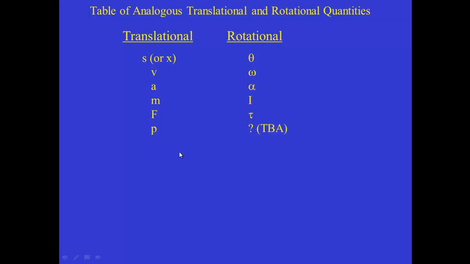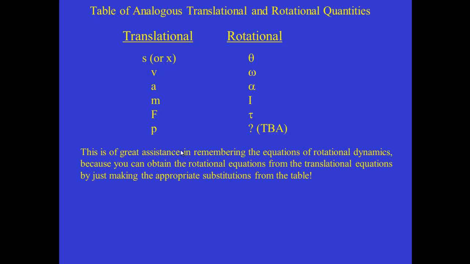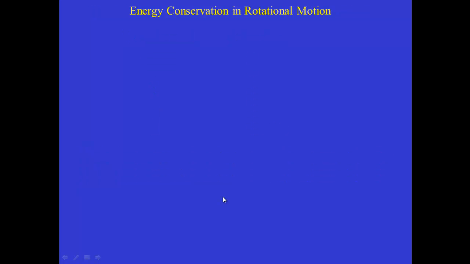But hopefully this table that shows the relationships between the translational and rotational variables will be helpful as you try to understand the equations for rotational motion, but also as you try to remember them. Because it's very easy, if I remember once again that kinetic energy is 1/2 mv squared, then I replace m with I and v with omega, and that gives me rotational kinetic energy is 1/2 I omega squared. So we'll get good practice doing this as we work through problems in this section of the course.